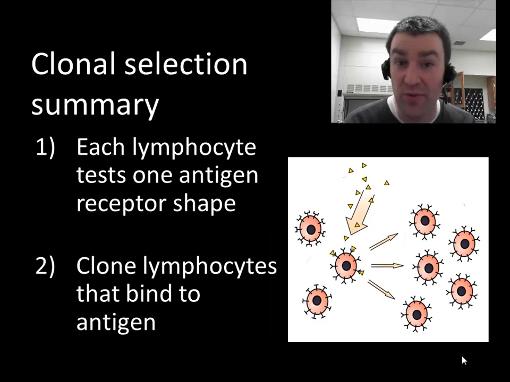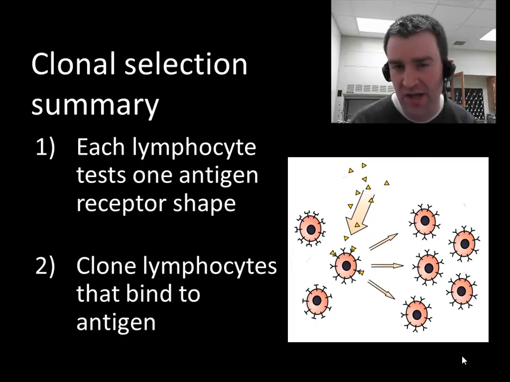I'm just trying to summarize here what I just talked about, in case that helps. Here's the basic idea of clonal selection: how lymphocytes find specific receptor shapes to deal with specific pathogen threats and the antigens that are on that pathogen.